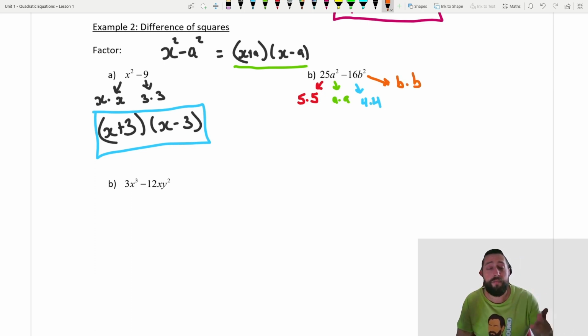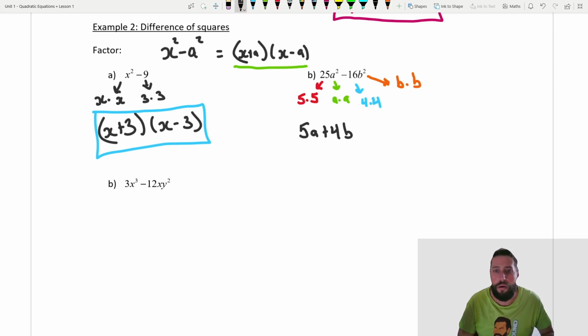Okay, so since we have figured out that everything can be square rooted, this is going to be another difference of squares. So again, instead of x being by itself, it'll now have a coefficient in front of it. And that's going to be 5, right? Because it's attached to the a. Okay, so it's going to be 5a plus 4b. And then it'll be 5a again, but in this second one, it'll be minus 4b.